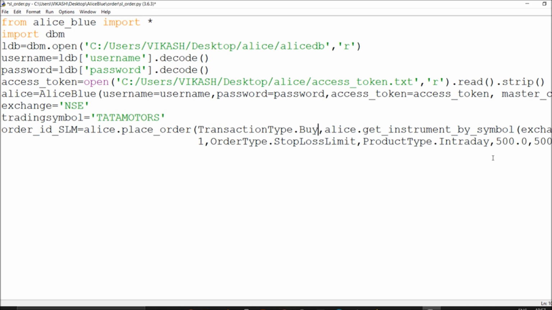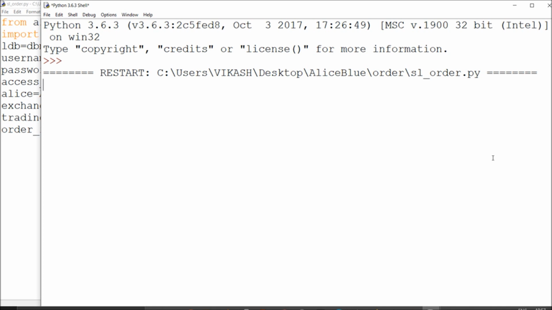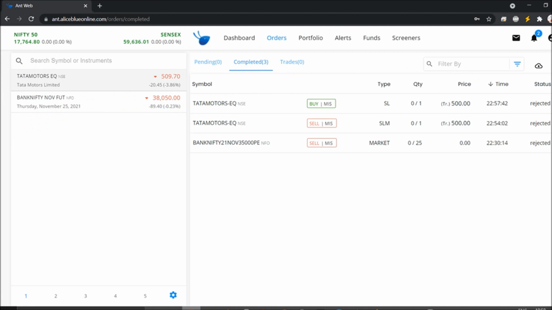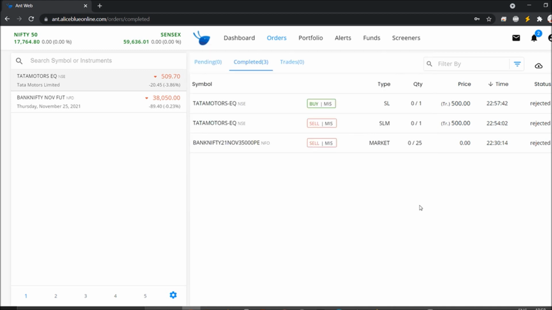I'm going to show you, so I'm going to check once again: order underscore ID underscore SLM. As we can see, it was a buy. We can check the trigger and one quantity. So this is how you will go. It is SL with the price and trigger price. Choose as per your requirement, whichever you feel is best, and if it is blocked, go as per the requirement.